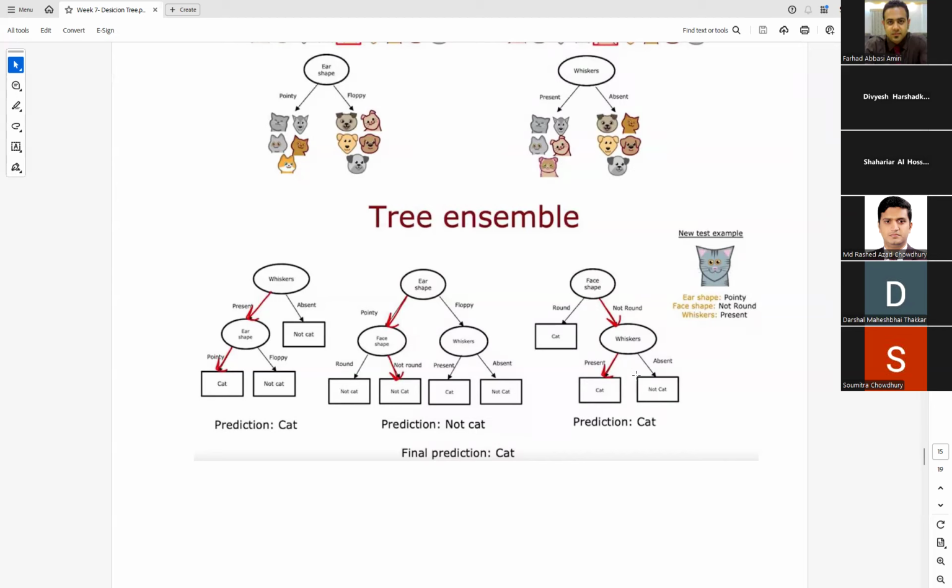But this one, the third one, it predicts cat. So 2 of them say that this image is cat. Just 1 of them says it's not a cat. What is the final prediction? Cat. Because the majority of the predictions say that this image is cat.